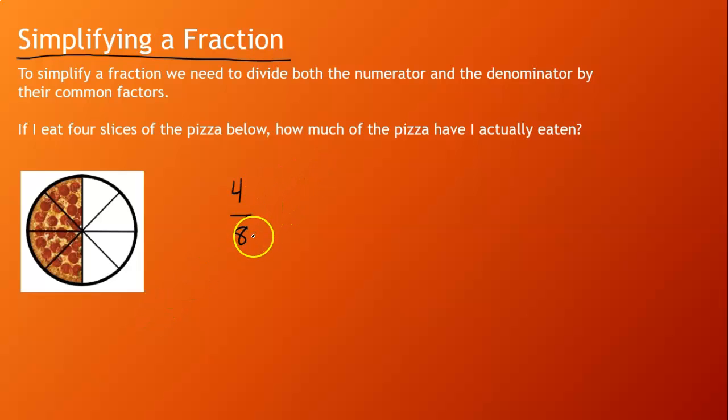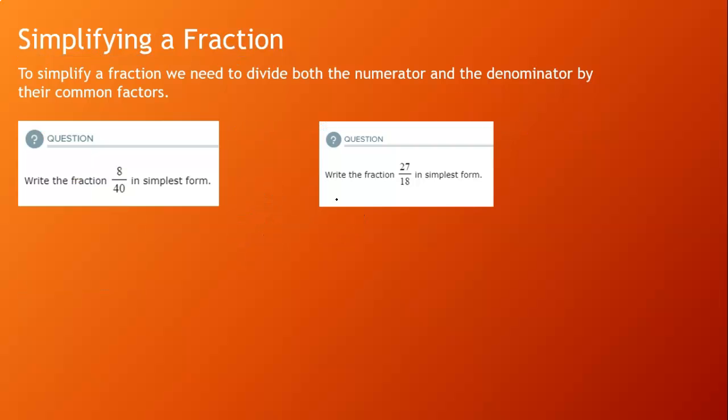If I think about a common factor for 4 and 8, 4 and 8 are both divisible by 4. 4 divided by 4 is 1, 8 divided by 4 is 2, so I've actually eaten half of the pizza. So let's simplify these.